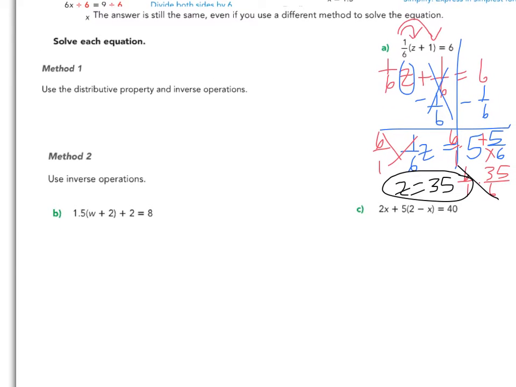I'm going to scoot this up a little bit. We have 2 examples right here, so I am going to pause it. I'm going to have you work on B and C, and then we'll go over them together.